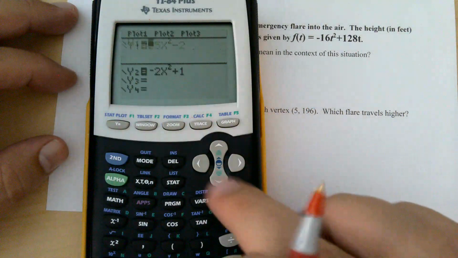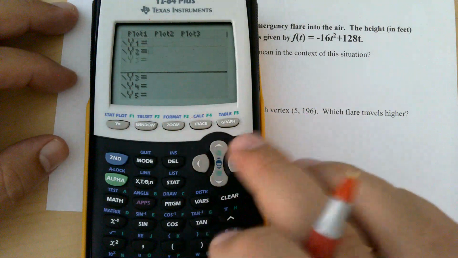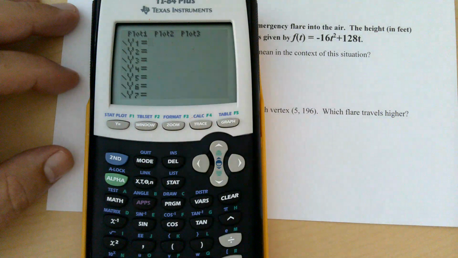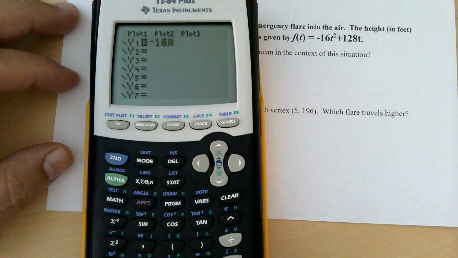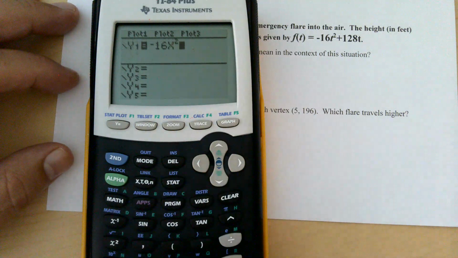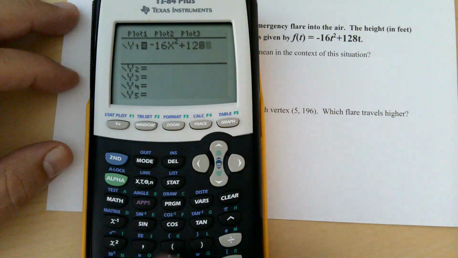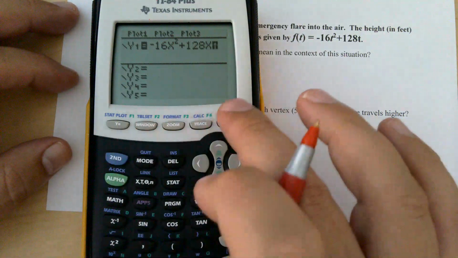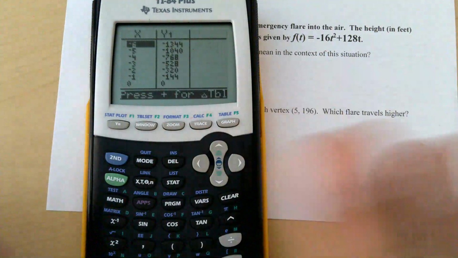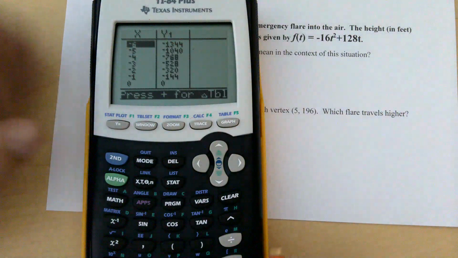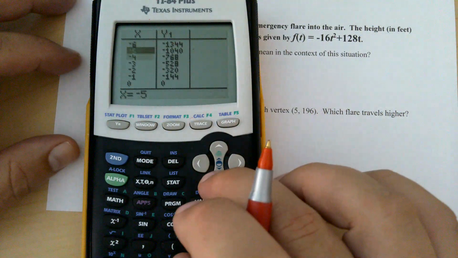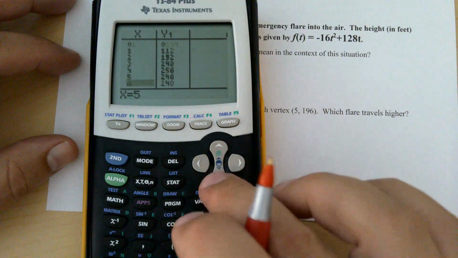Before I go to the y equals screen, I at least know where my x value of my vertex is going to appear. So I'm going to type in negative 16x squared and then plus 128x. I'm not going to look at the graph. The graph, we would have to change the window settings to be able to see it, but it should make sense. And I'm going to show you here.